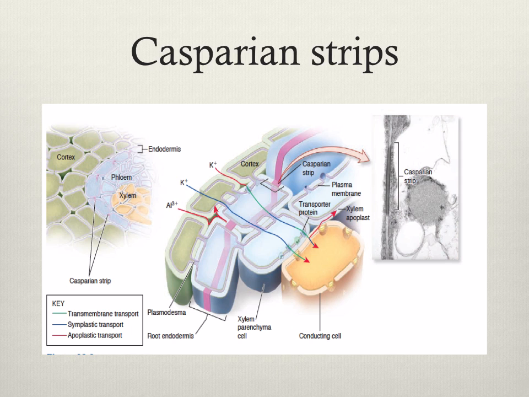Endodermal plasma membranes also possess specific channels and transporters for essential mineral nutrients. The root endodermis functions as a molecular filter that allows the passage of beneficial solutes.